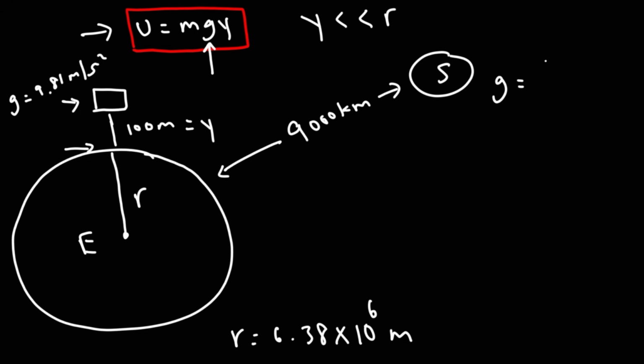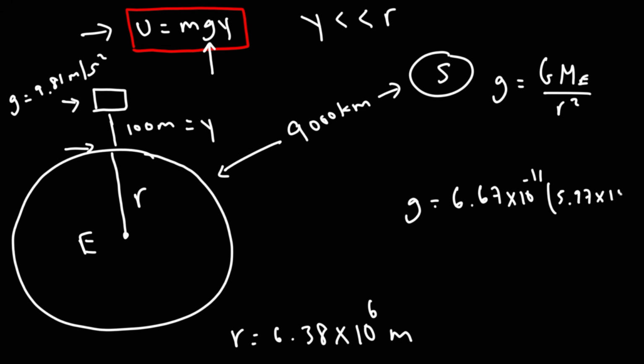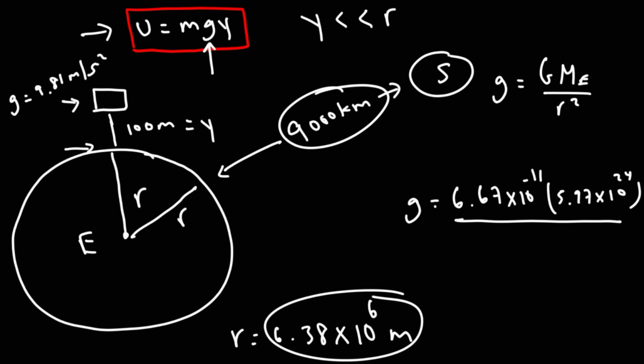The gravitational acceleration is g equals G times M_E over r squared. G is the universal gravitational constant, which is 6.67 times 10 to the negative 11 newtons times square meters per kilogram squared. The mass of the Earth is 5.97 times 10 to the 24 kilograms. Now, r is the distance between the center of the Earth and, in this case, the satellite. So it's the sum total of these two values.